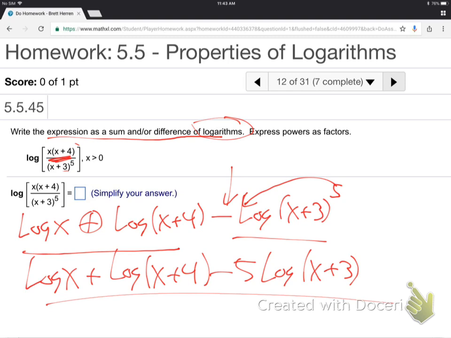Other questions? So we're just breaking these into several logs. Stuff on the top is always added. Stuff on the bottom is always subtracted because denominators divide. Dividing becomes subtraction. Multiplying is adding. Dividing is subtraction. All right, and powers go in front.